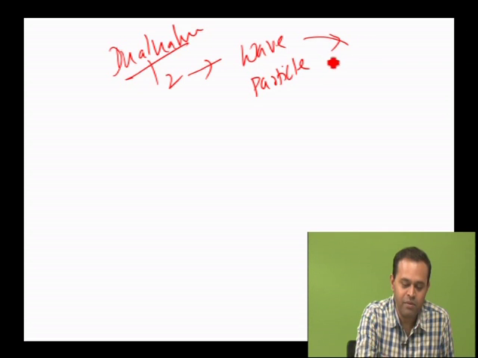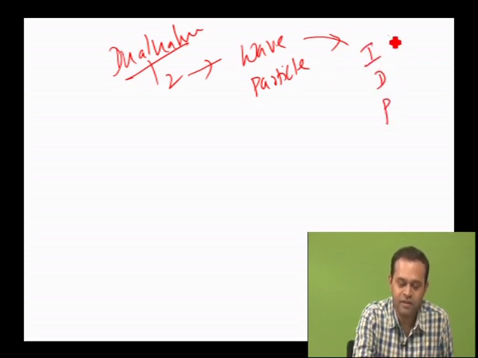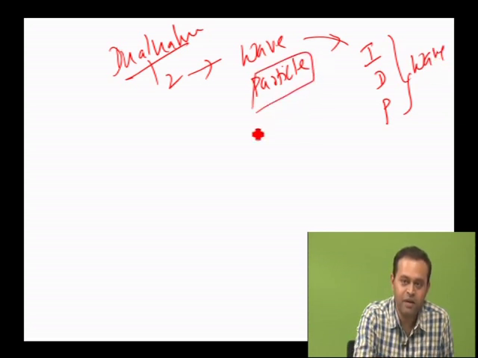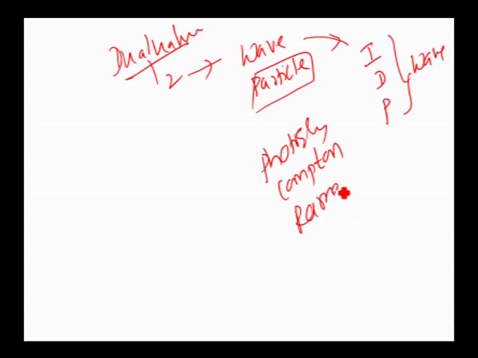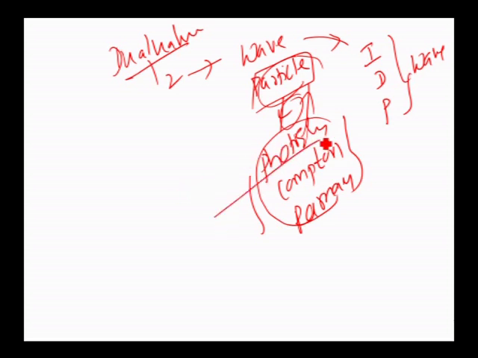To explain phenomena like interference, diffraction and polarization, light can be considered as a wave. Whereas to explain phenomena like the photoelectric effect, Compton effect and Raman effect, light can be considered as a particle. We can explain these phenomena only by considering light as a particle. Therefore, light exhibiting both wave nature and particle nature is called the dual nature of light or radiation.